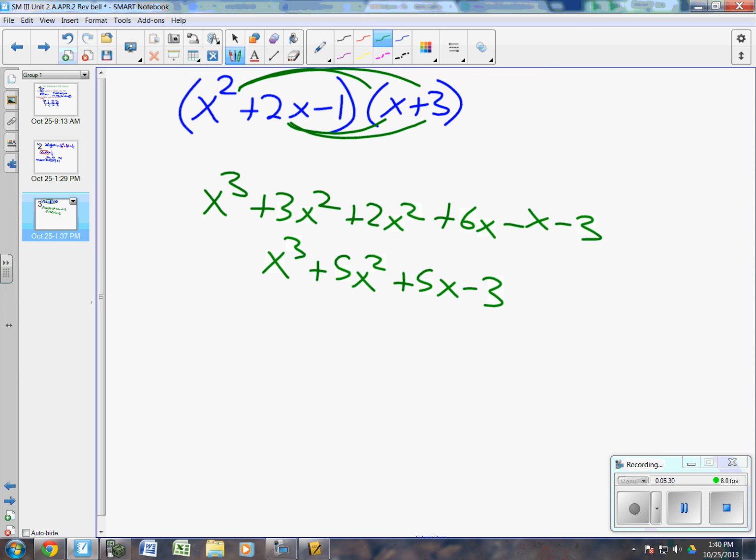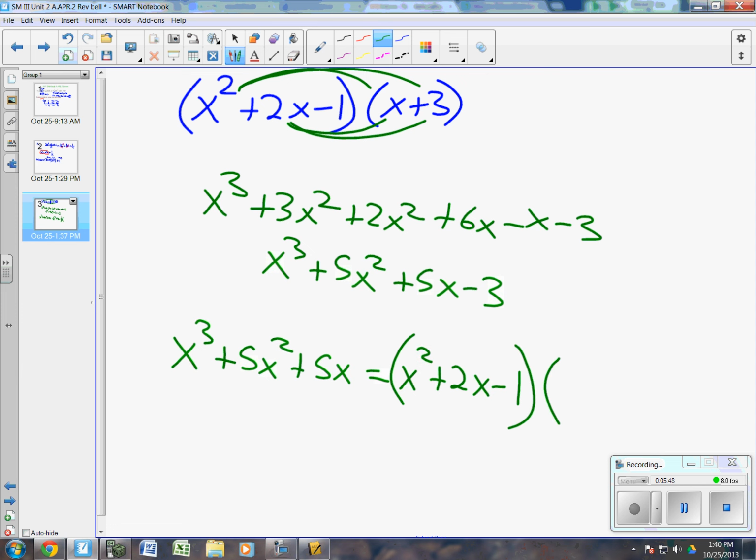So it's saying, you guys, if you take x cubed plus 5x squared plus 5x, that is equal to taking the x squared plus 2x minus 1 times x plus 3 and adding the remainder, which is 3. That's what it's asking you to do. I think that's what it's asking you to do. Yes, that's what it's asking you to do.